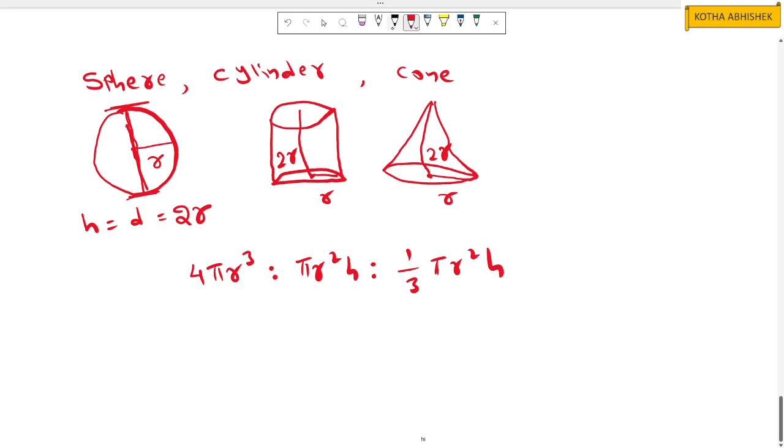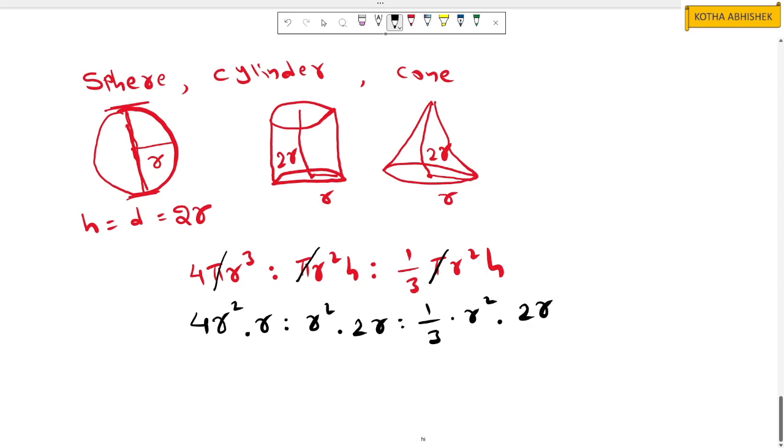Now before substituting some values, first let us check if any cancellation is possible here. Pi, pi, pi, I can cancel. Next remaining is 4. R cube is remaining, right? That r cube I am writing as r square into r, here r square as it is into height. Height of the cylinder is 2 times radius, right? So 2r is to 1 by 3 as it is into r square as it is into height, which is double the radius.